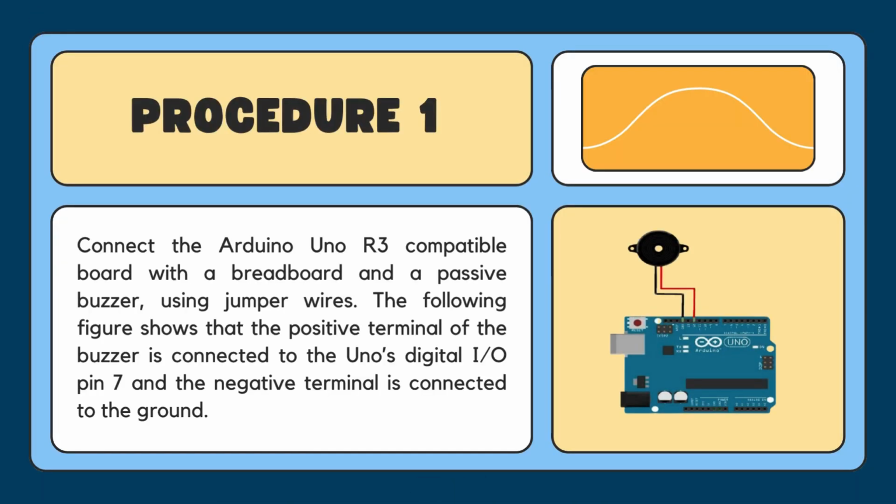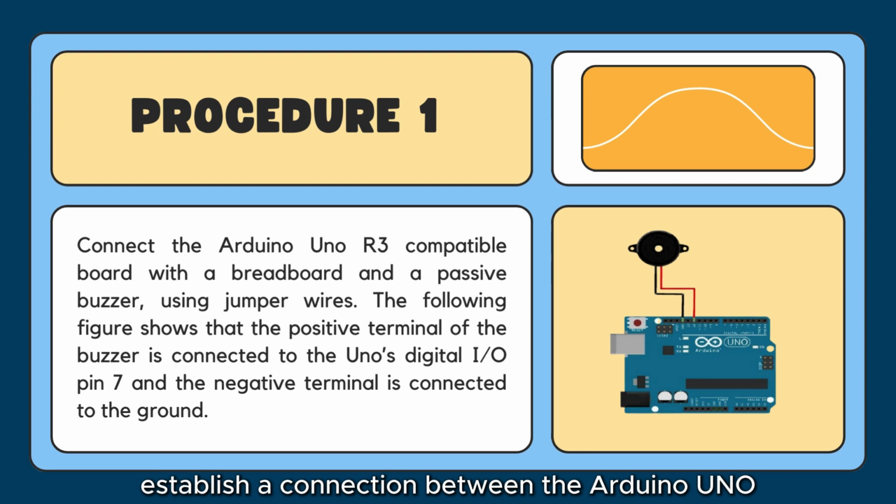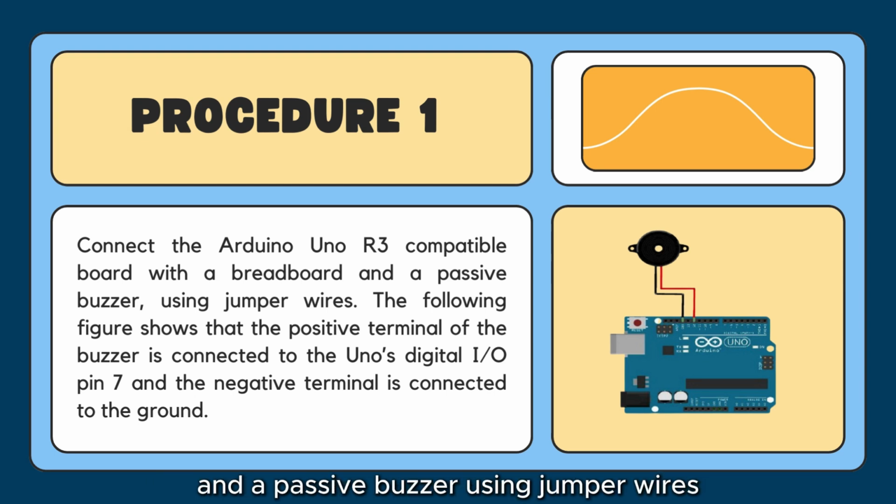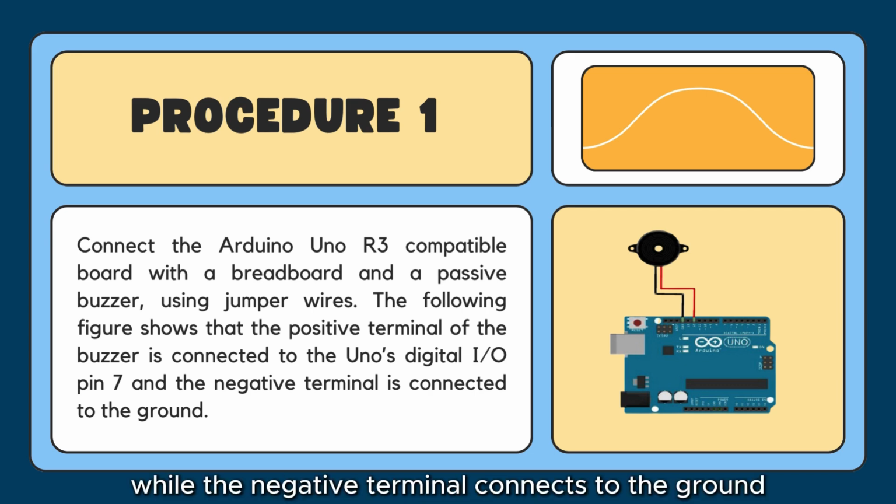Step 1. Establish a connection between the Arduino Uno R3 compatible board, a breadboard, and a passive buzzer using jumper wires. The illustration below demonstrates that the positive terminal of the buzzer links to the Uno's digital I/O pin 7, while the negative terminal connects to the ground.